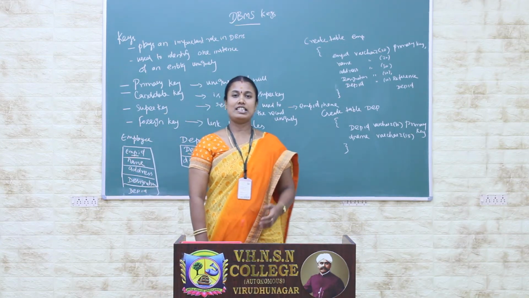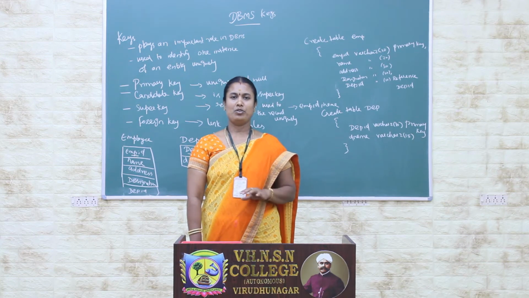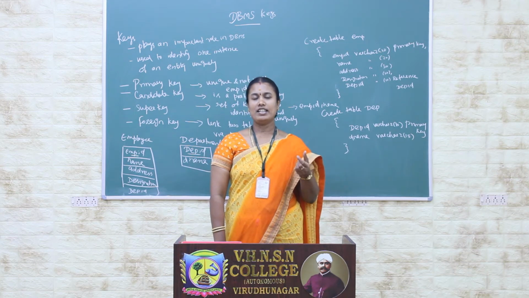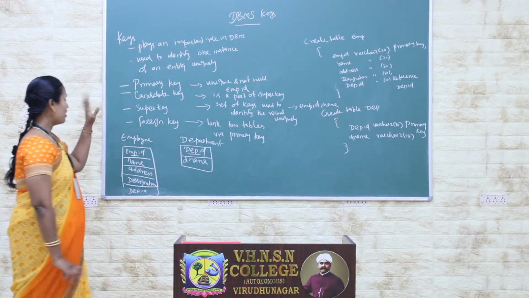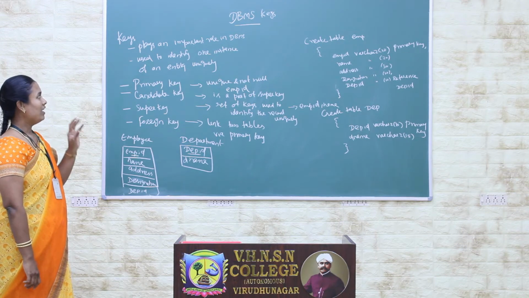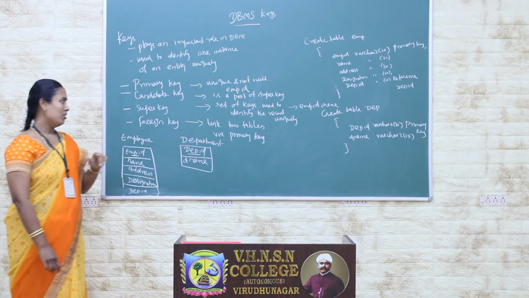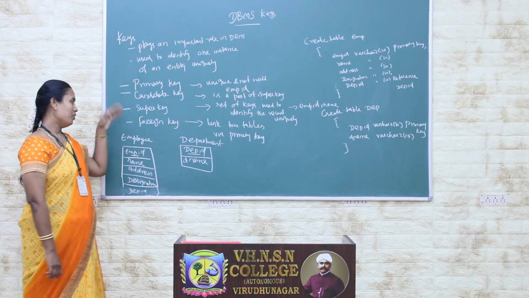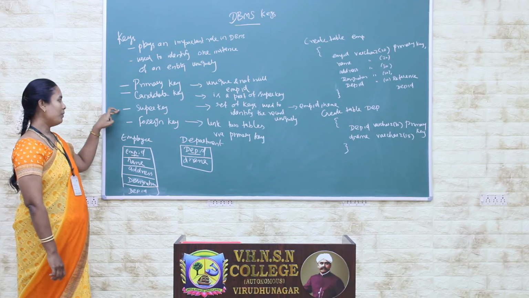The concept of various keys used in DBMS. What is a key? Keys are mainly used to uniquely identify each and every record from the table. Keys play an important role in the DBMS. A key is used to identify one instance of an entity uniquely. Here we can specify 4 different types of keys: primary key, candidate key, super key and foreign key.